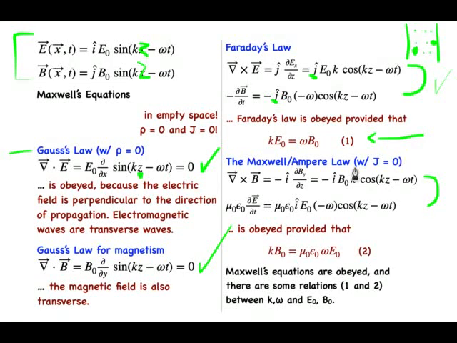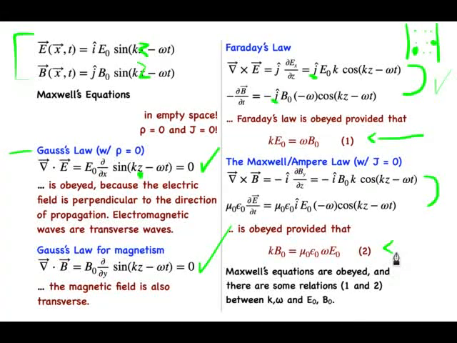Now are these equal? Well, they have the same z and t dependence. They have the same direction, i hat. They're equal if they have the same sign. This one's negative, this one's negative. They're equal if this coefficient, B0 k, is the same as this coefficient, mu naught epsilon naught omega E0. So that Maxwell-Ampere law is satisfied provided k B0 is mu naught epsilon naught omega E0.